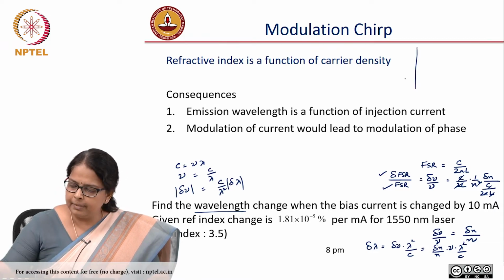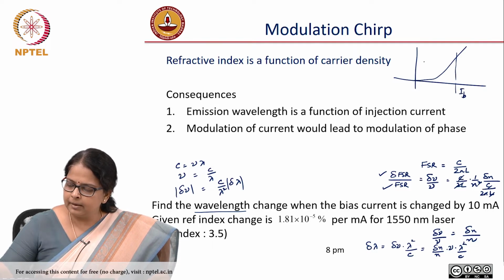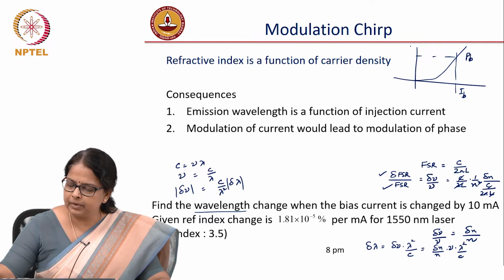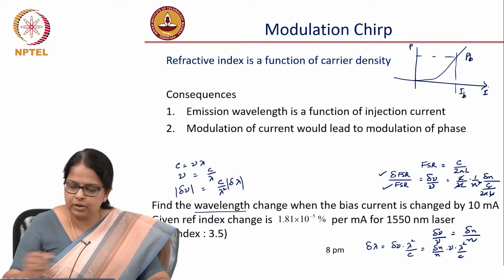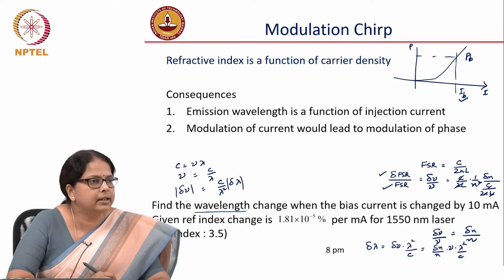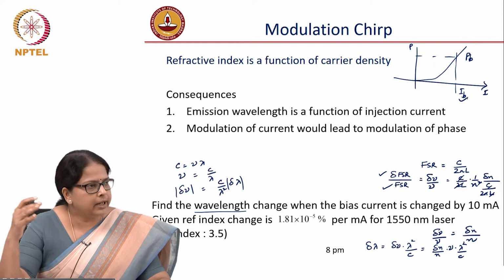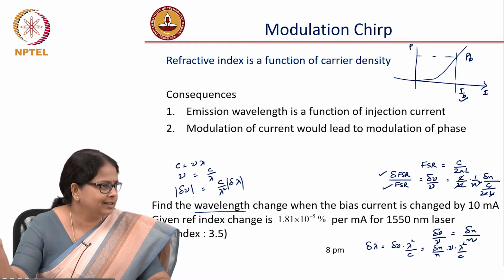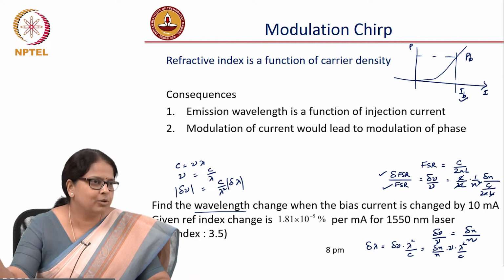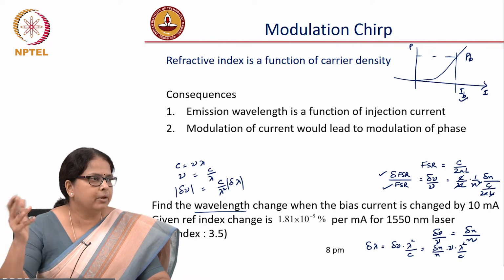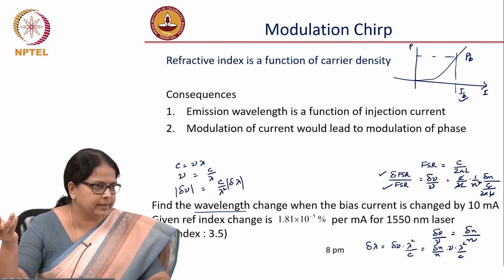One, based on where you are biasing, IB, so based on the power output of the laser PB, so this is power versus current. Based on the current you will have a certain carrier density, and as you change your IB the carrier density changes. So, when the carrier density changes, refractive index changes, and when the refractive index changes you will have a change in the center frequency of the laser. And we discussed last time how you can make use of this fact.